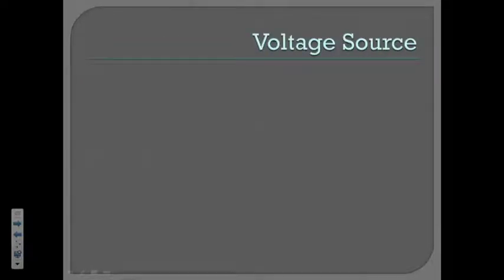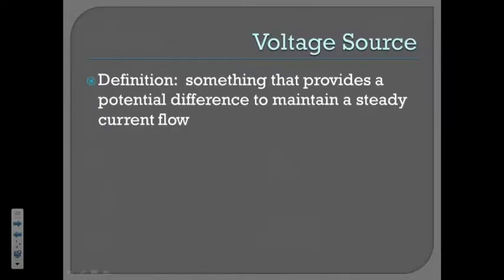All right, so let's talk about a voltage source. A voltage source is just anything that gives you that potential difference to maintain a steady current flow. So that's the whole thing with electricity. You want to have the current steadily flowing through. You can also call your voltage source a charge pump if you choose to.